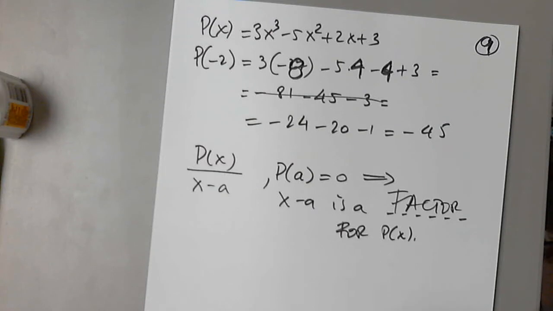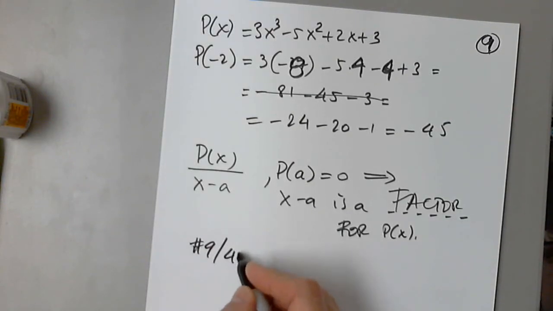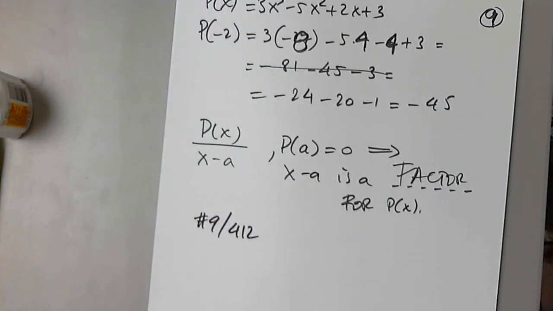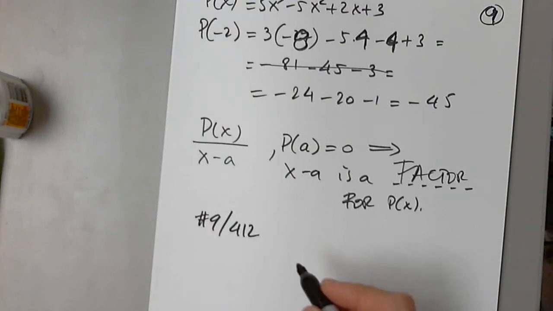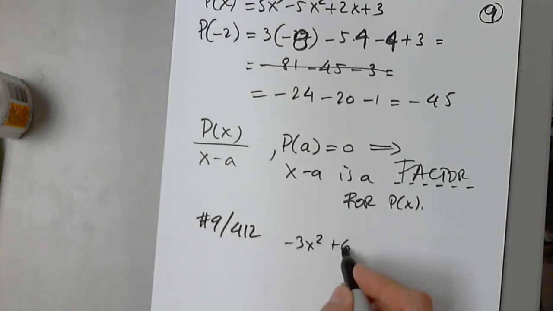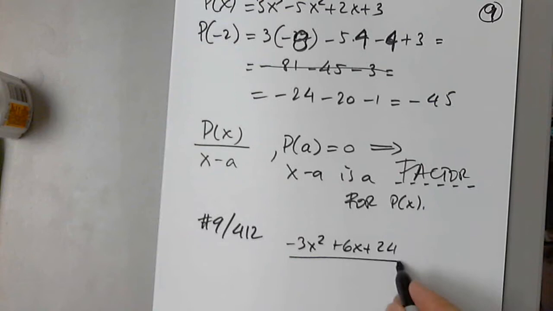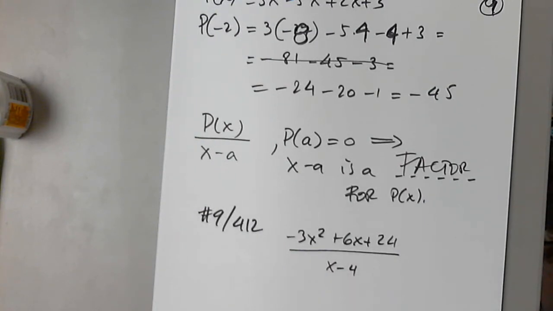So number 9 on page 412. Negative 3x squared plus 6x plus 24, and this is x minus 4. We want to use the remainder theorem to find the remainder. We're not asked to find the quotient. So the numerator is always denoted by p of x.